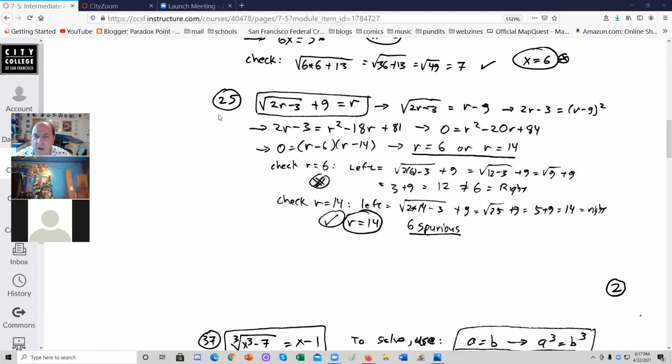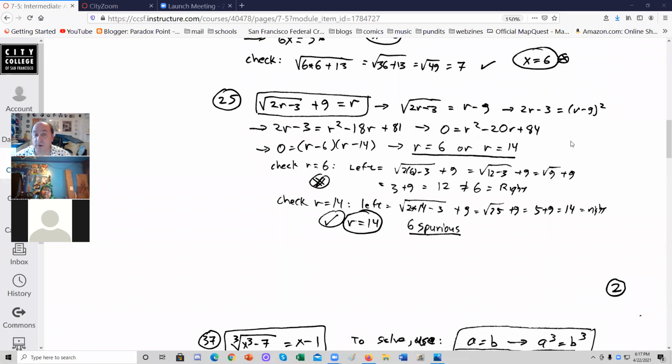All right, so 2r minus 3 equals, expand this, r squared minus 18r plus 81. Subtract 2r from both sides, add 3 to both sides, and you get 0 equals r squared minus 20r plus 84. Now we have to factor this, and these two numbers, whose sum is -20 and whose product is 84, -6 and -14 work. So 0 equals r minus 6 times r minus 14. Either r minus 6 is 0 or r minus 14 is 0. So r is 6 or r is 14.